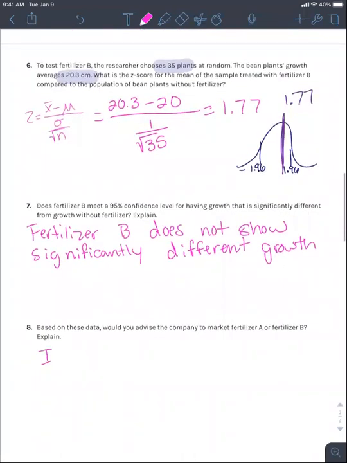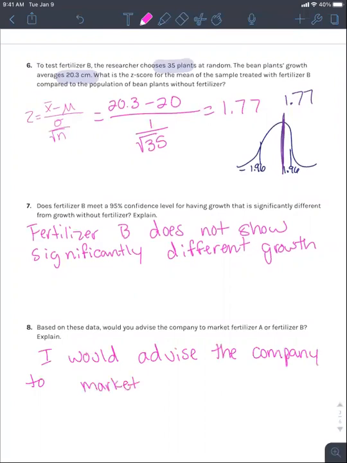So you should say something like, I would advise the company to market fertilizer A or B because, and then explain why. So based on your answers for 4 and 5 and 6 and 7, which one would you recommend, A or B? And then explain why. Give me a ta-da when you're ready to move on to the next part.